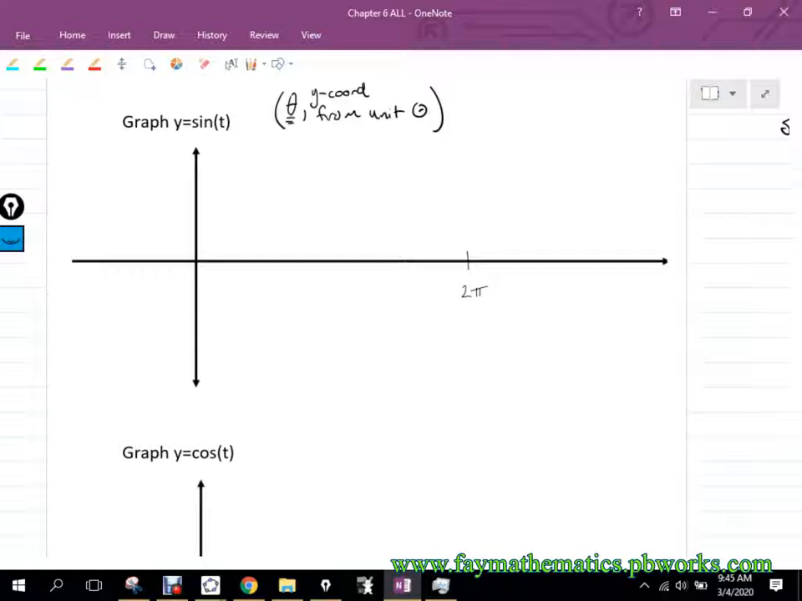So if that's where 2 pi is, this would be where 0 is, right? What would you think that mark right there would be? Pi? What do you think this mark right here would be? Pi over 2. Okay? Now we're missing a mark here, that one there. There are a couple different ways of figuring it out.